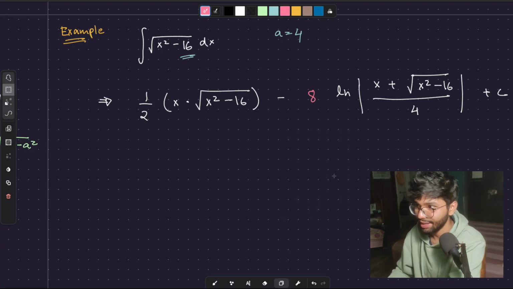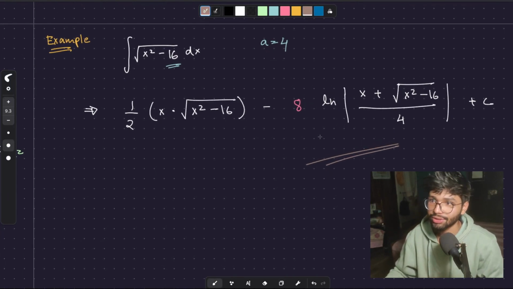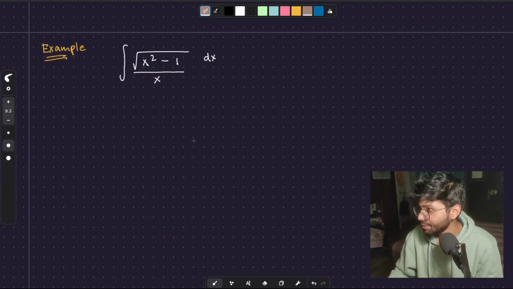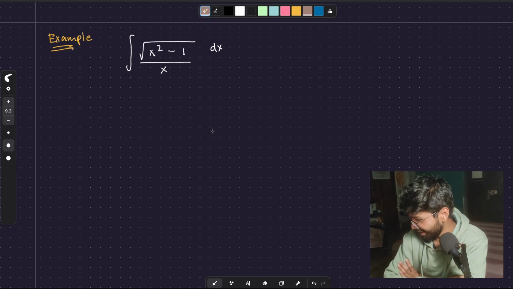So great, we can delete this. Absolutely. So this is the answer to this integral. Similarly, we can move over to this one, and this one is a bit feisty.